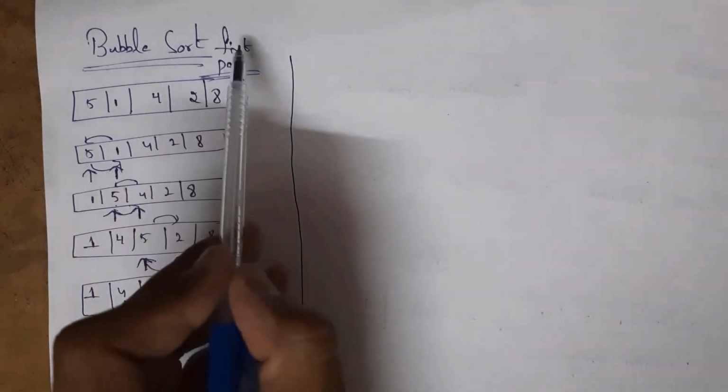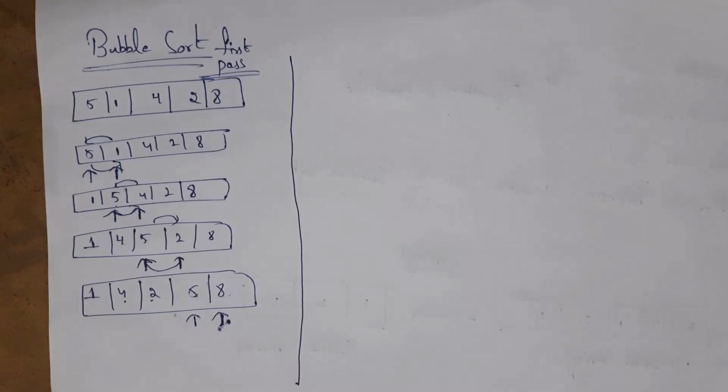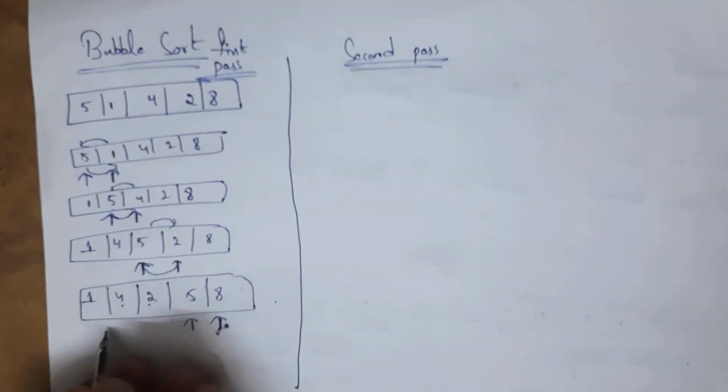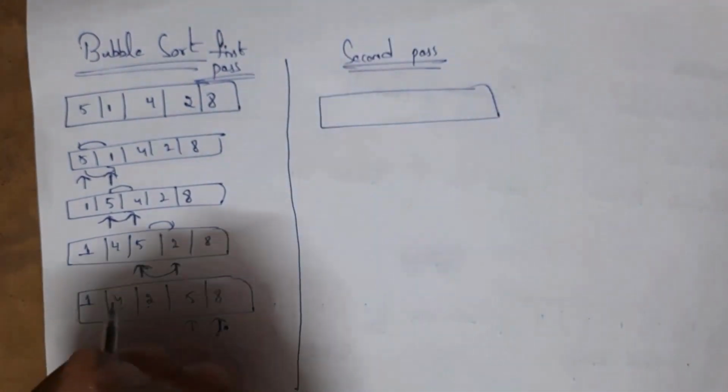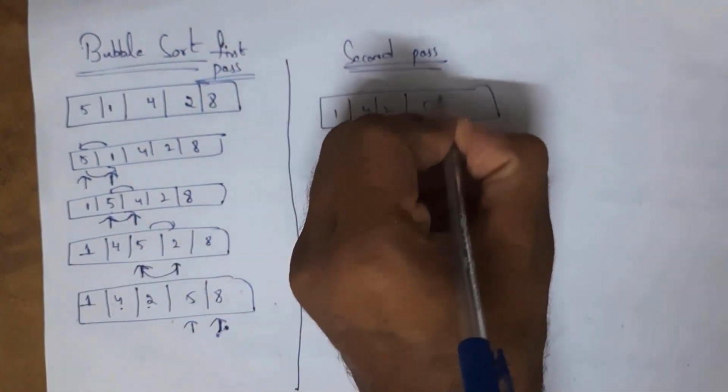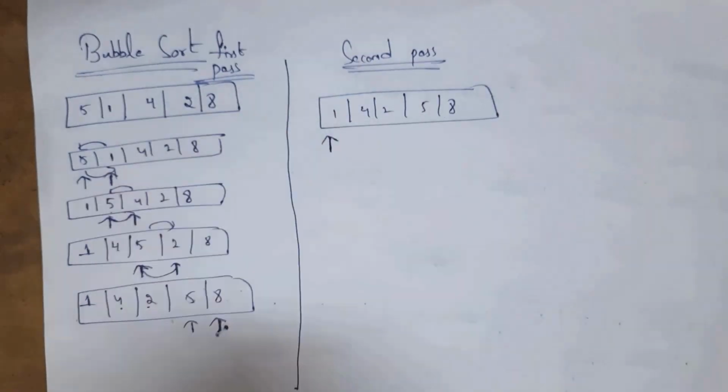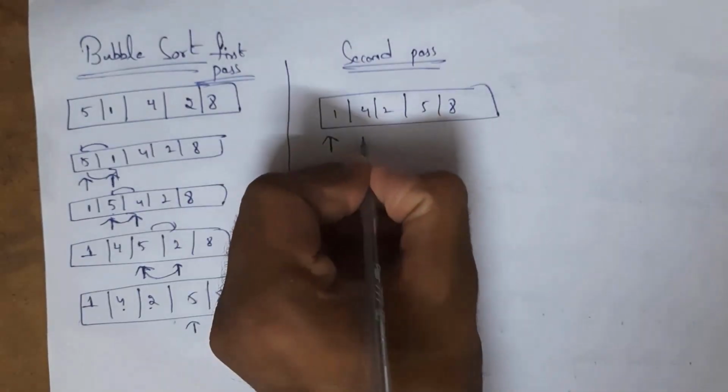So consider it as first pass and we need to start second pass. And again we should keep on sorting the elements. This is second pass. Write these elements here: 1, 4, 2, 5, 8. Again we should start sorting from first. Move cursor to next position.